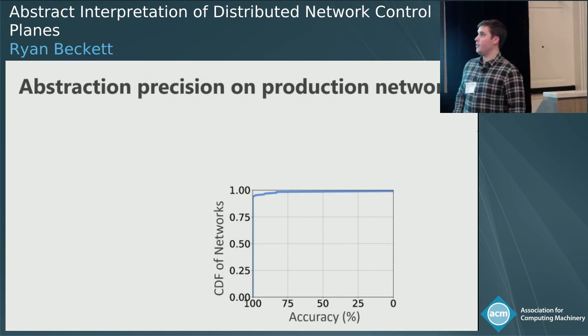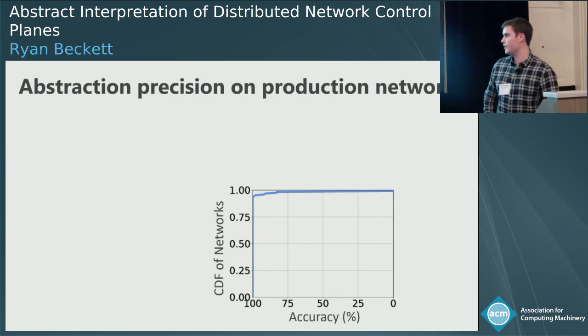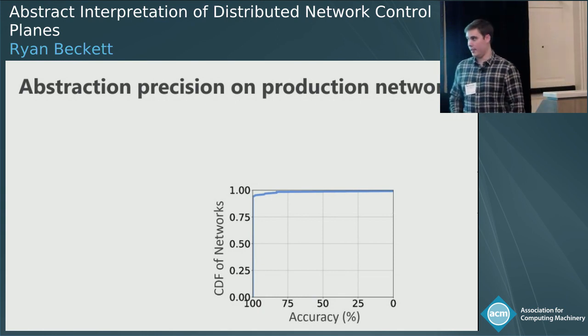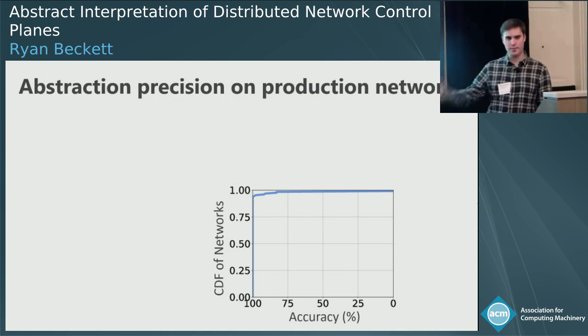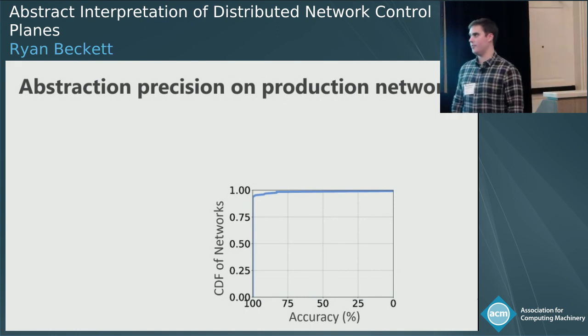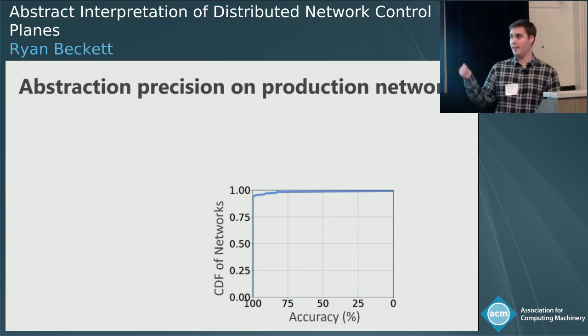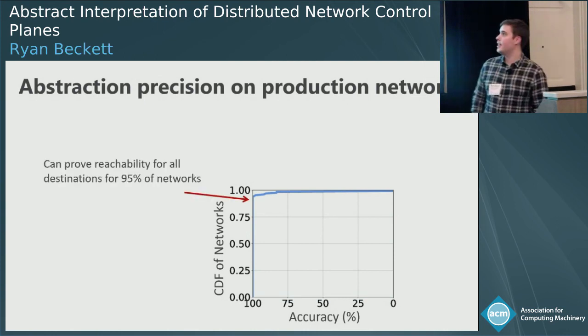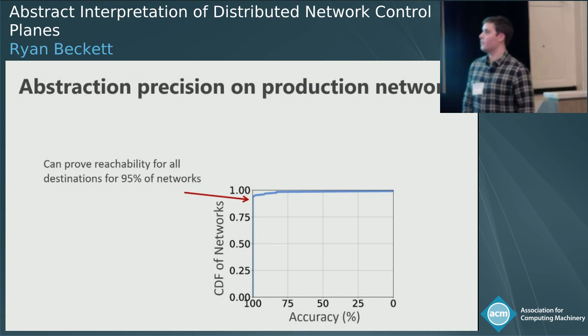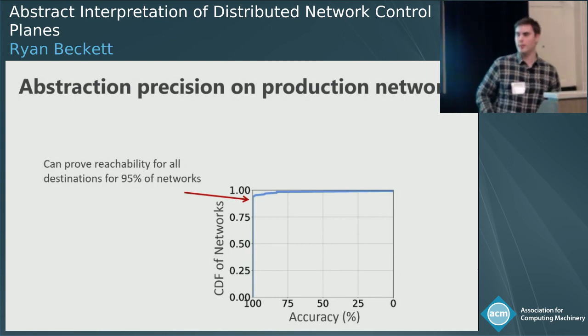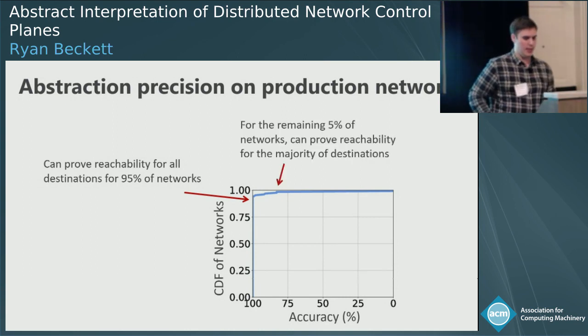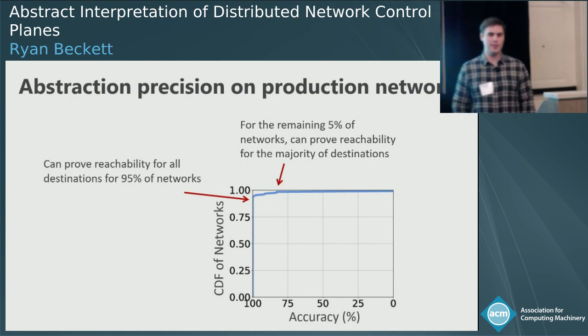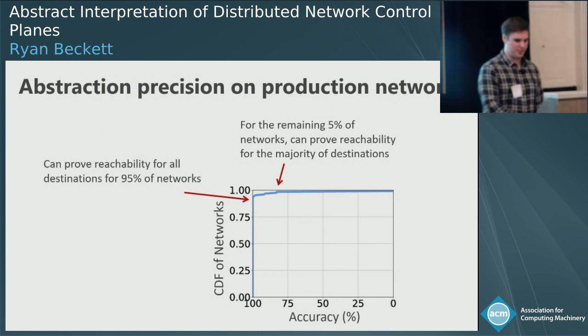So we looked at the precision of these simple abstractions on these networks. And what we did is we ran the abstract simulation and found how many destinations we could prove reachability for. And then we compared that with an execution of the concrete simulator, Batfish. And we computed the fraction of destinations for which we were able to prove that are actually reachable. And the interesting thing, so this is showing a CDF of the accuracy for these networks, is that for 95% of the networks, we could prove reachability for all destinations in the network. So very little loss of precision. And for the remaining 5%, we could actually prove reachability for the majority of the destinations.